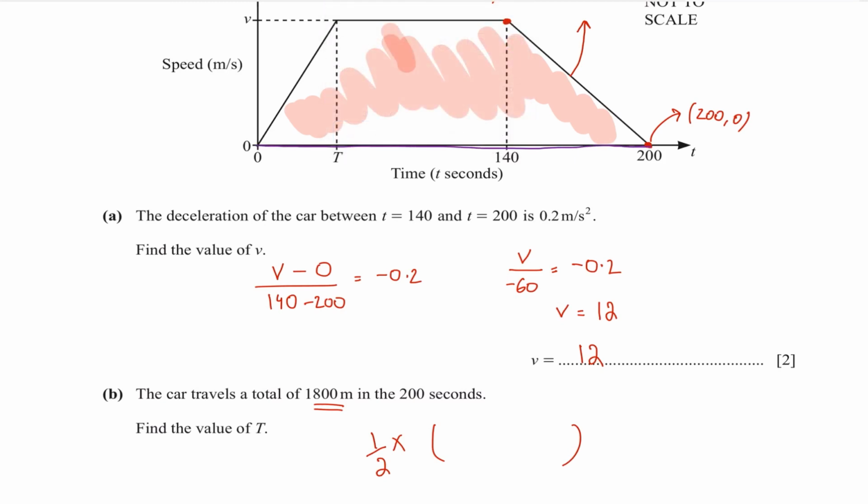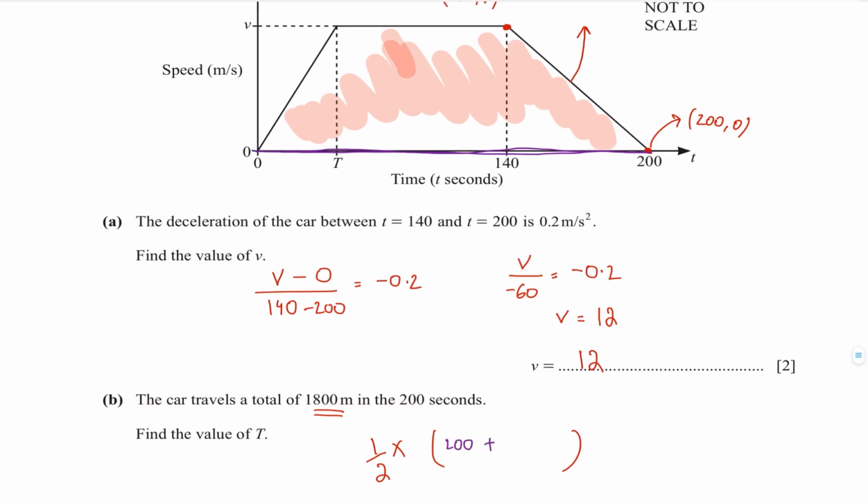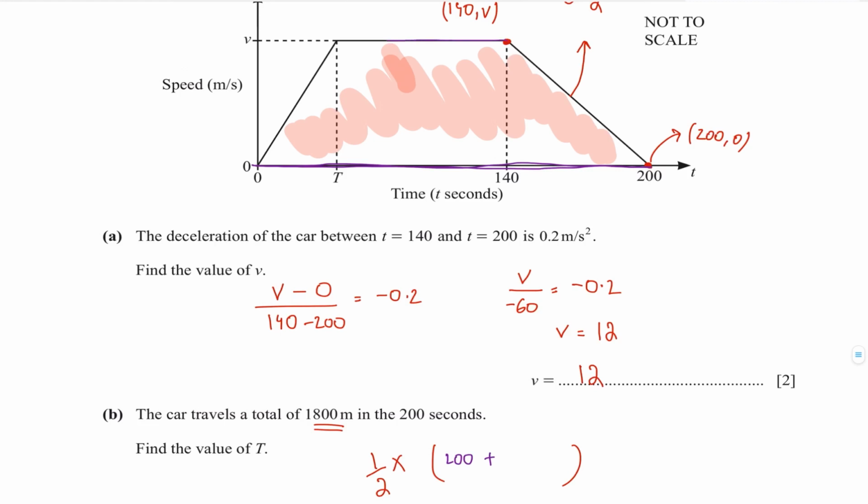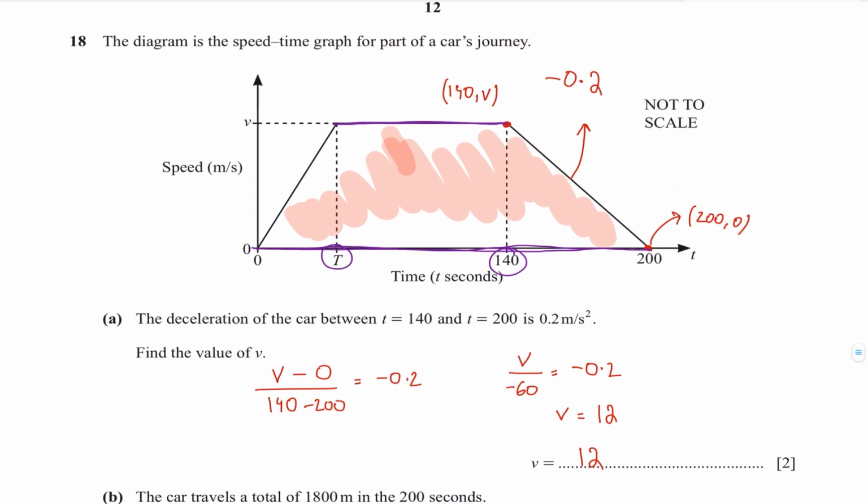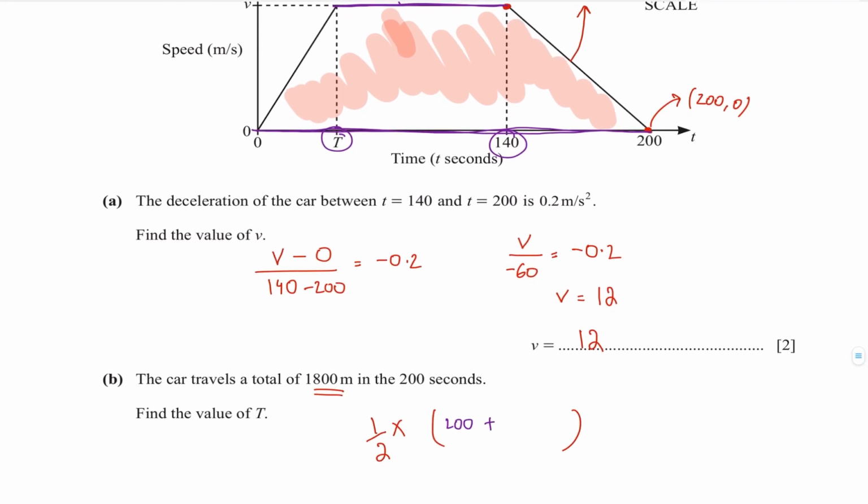So this length starts from 0 and goes all the way to 200. So this is going to be 200 plus the length that is parallel to it. So this length we can see starts at t and goes all the way to 140. So hypothetically speaking, if t were 40, the difference between 40 and 140 would have been 100, which we would have obtained by subtracting 40 from 140. But since we don't know the value of t, the length of the line is going to be in terms of t only, and that is going to be 140 minus t. So 200 plus (140 minus t).